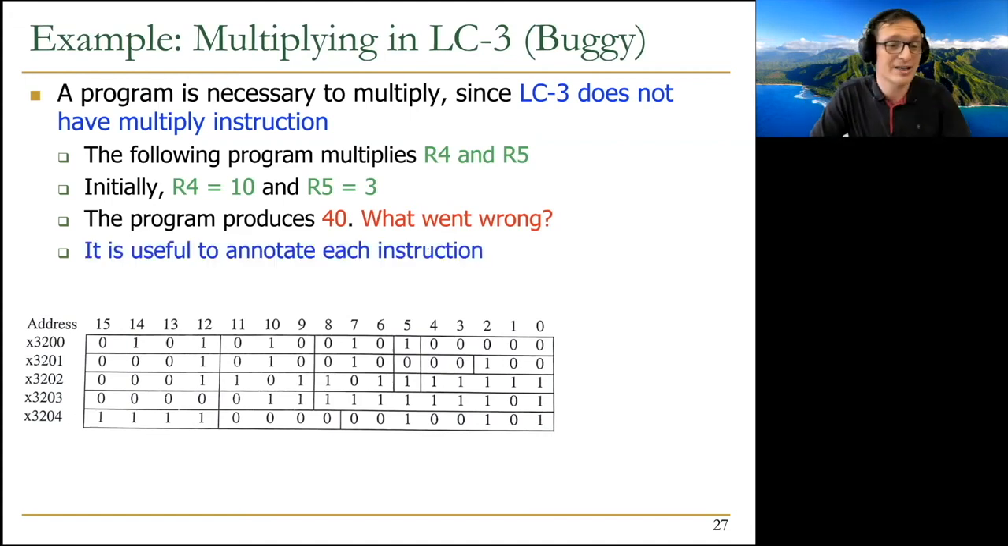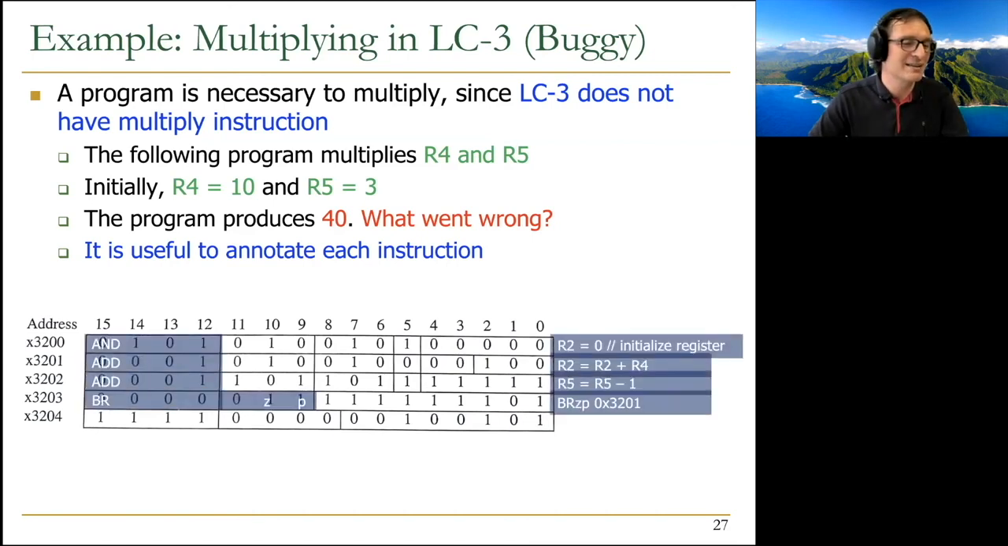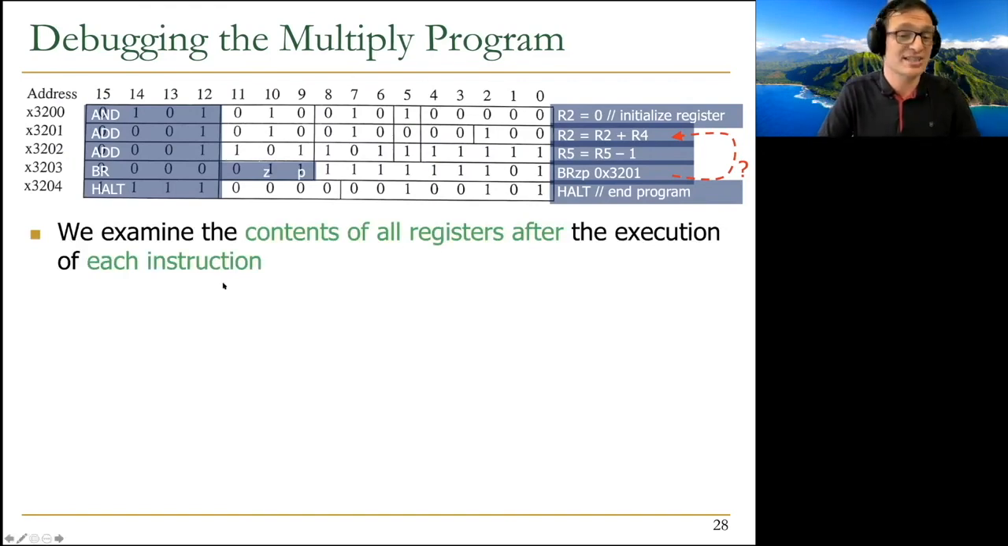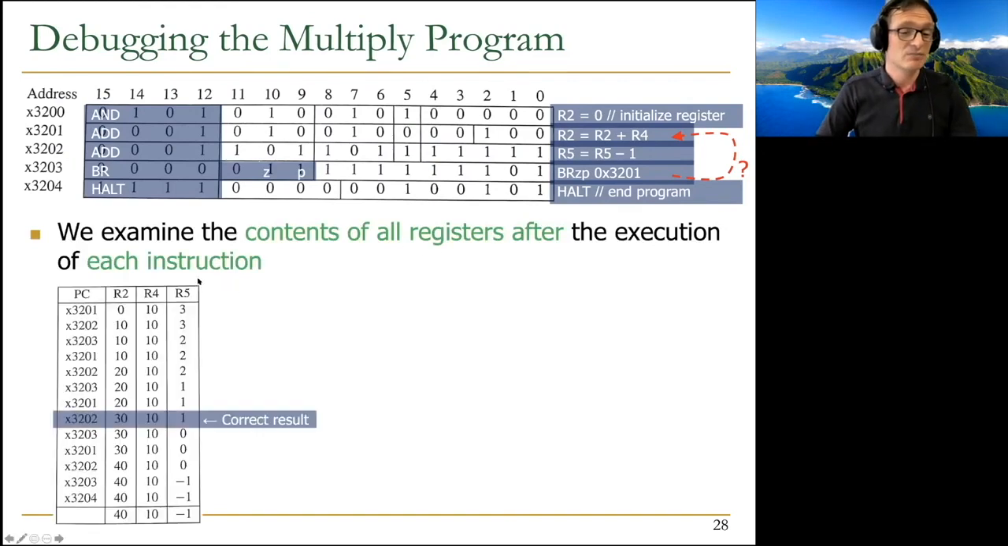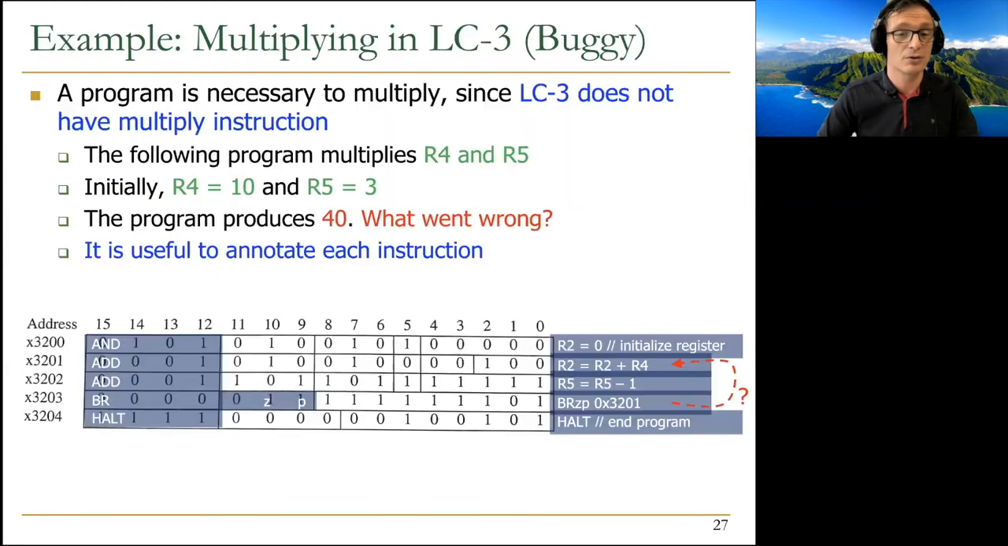And to do so, it's useful to annotate each instruction. So if you're given the machine code, you can easily annotate these instructions and say, these are the instructions that I have. And if you examine the instruction and the contents of the registers after the execution of each instruction, you may find out that the correct result is here after 3 iterations. But after some point, the branch is taken. And the branch should not be taken if R5 is equal to 0, because then you would be multiplying things more than once. So if you go over here, R4 is 10, R5 is 3, and the program produces 40. Clearly, the program should produce 30.